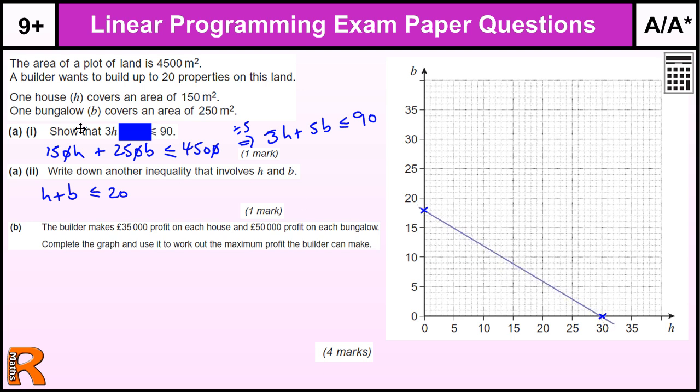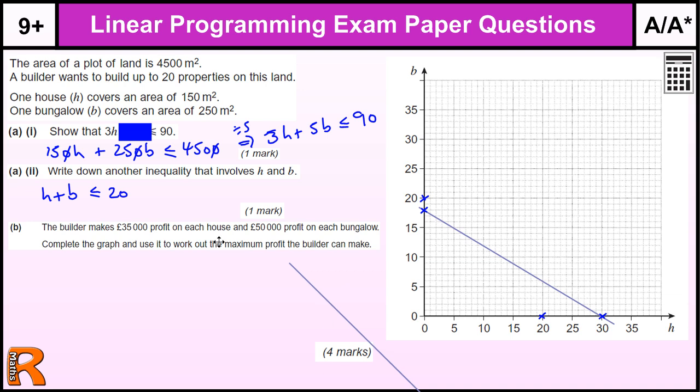It's important to be as accurate as you can. You have h plus b is less than or equal to 20. If we plot h plus b equals 20, it's going to go through 20 and 20. Helps if you know these sort of shortcuts. When two things add together to give you a number, then that line will go through that number on both axes. So it's going through 20 and 20.